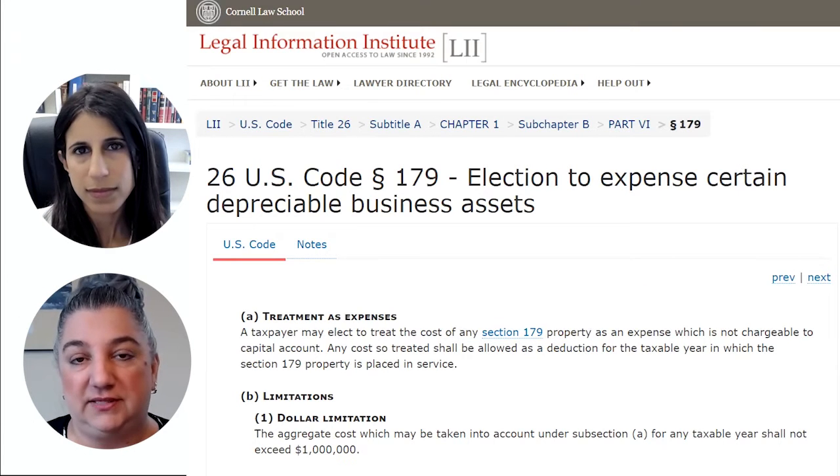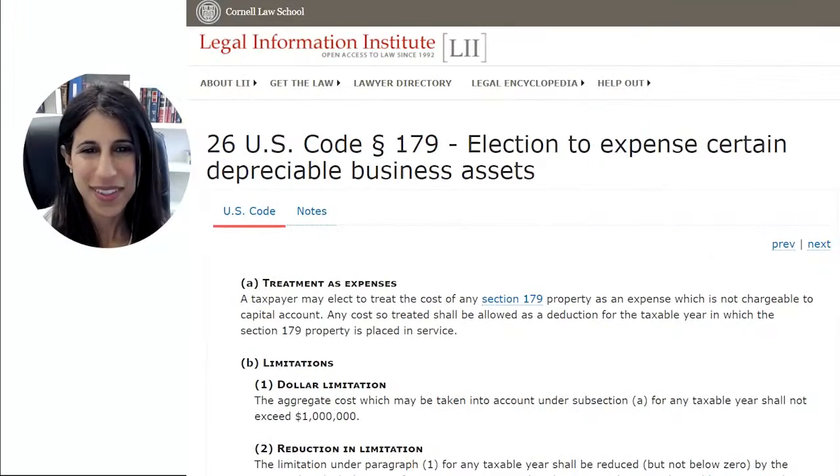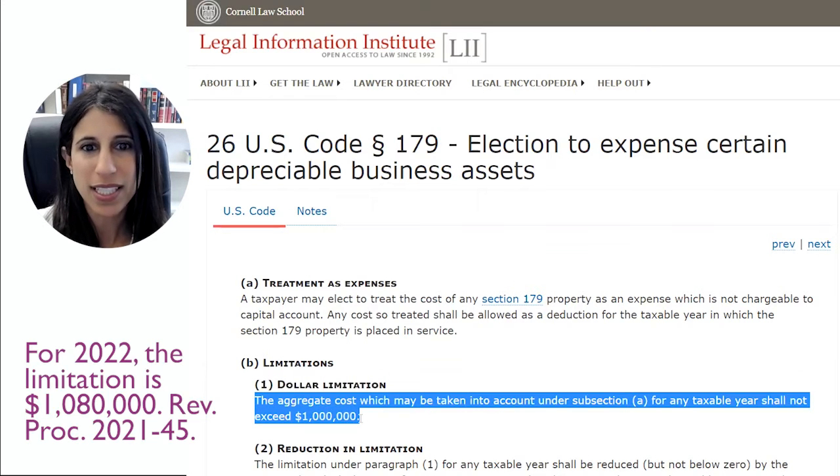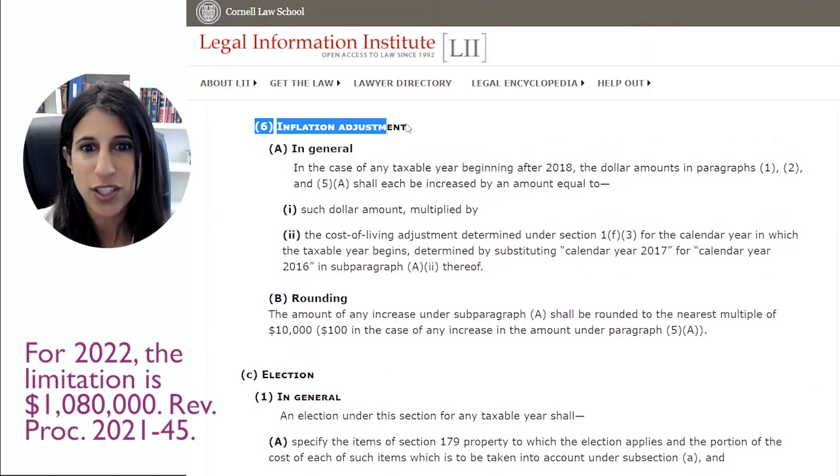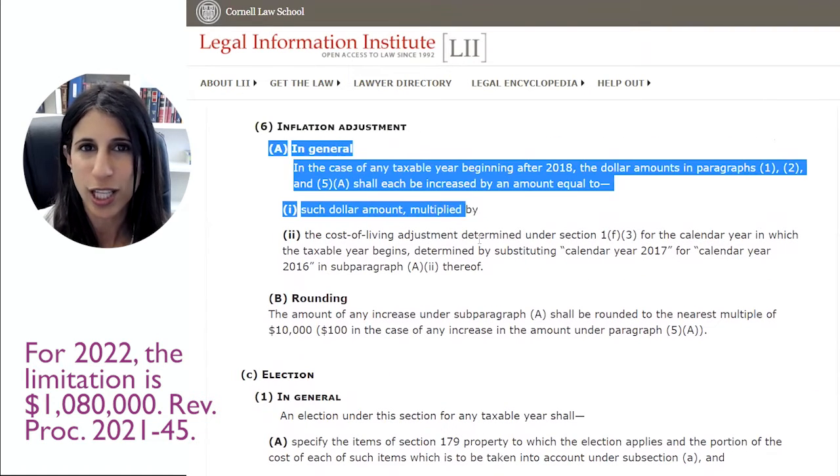Let's look at what those limitations are. So first, there are dollar limitations. In other words, Section 179 limits how much you can immediately deduct. The current dollar limitation is $1 million, but this is adjusted for inflation. So in reality, the limitation is a little higher.